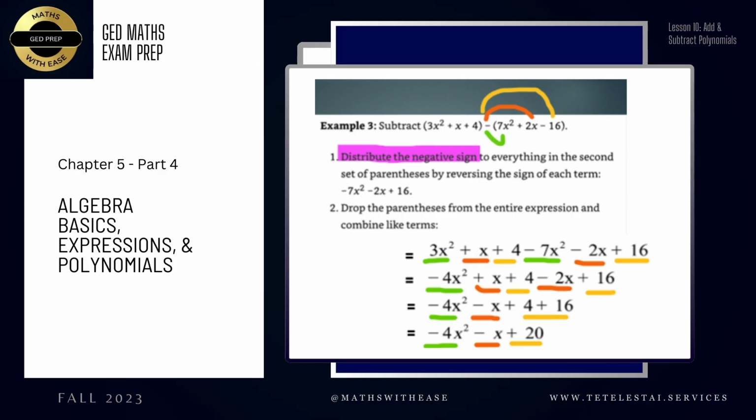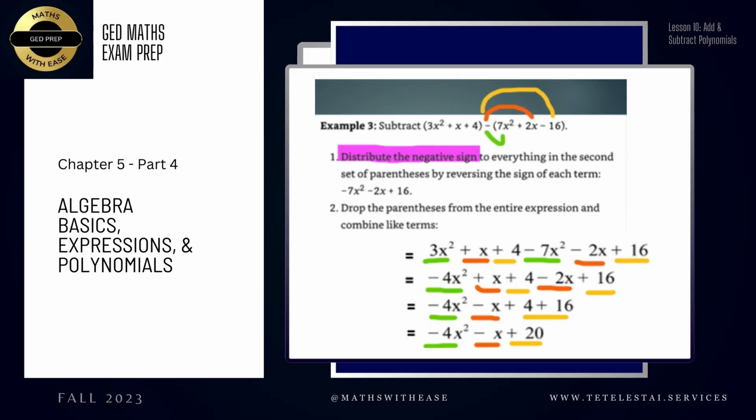And so this is the simplified form of our original expression. We cannot simplify this any further, and so this is our final answer. The reason we can't simplify this any further is because our final expression contains unlike terms. We have a negative 4x squared, we have negative x, and we have 20, okay?